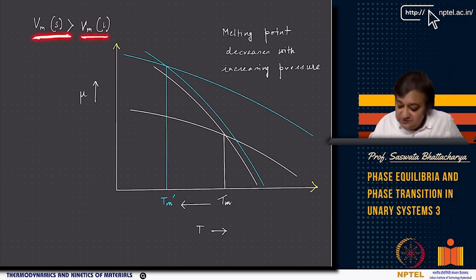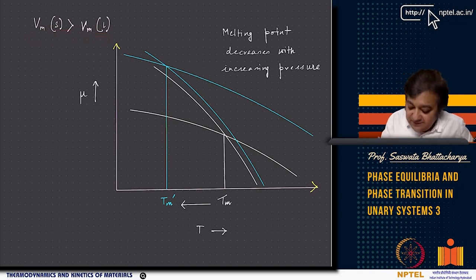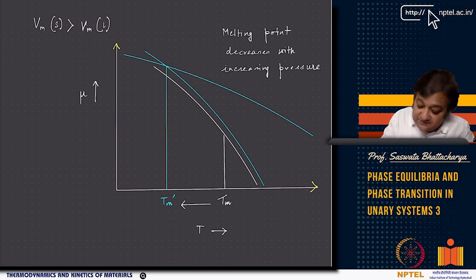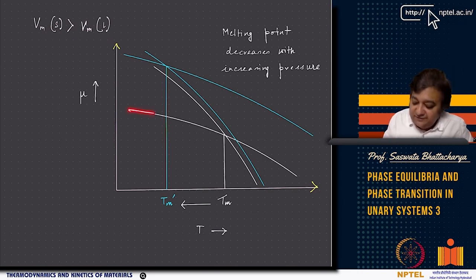As a result, the solid shifts. For example, this is my original curve, the original solid molar free energy. But now, because the molar volume of solid is much higher than that of the liquid, with an increase in pressure the solid free energy will shift to a much higher value, right? The solid free energy shifts more and the liquid free energy shifts only slightly. This yellow line represents the original liquid free energy curve, and this is the slight change in the liquid free energy curve as a function of pressure.